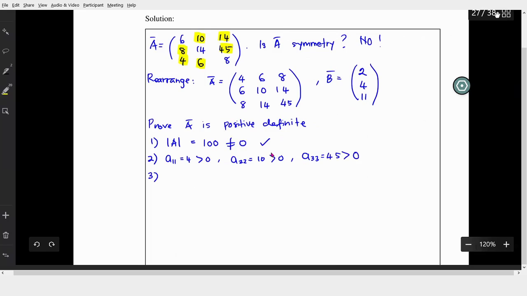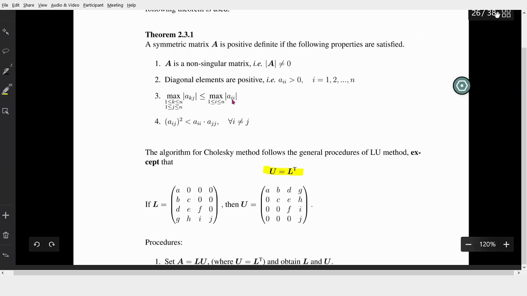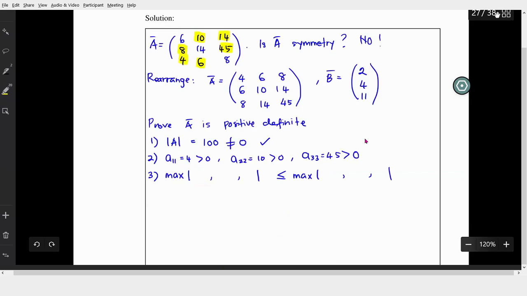Third criteria, the maximum. This is what I did not explain in detail just now, so I just put this one first. Max must be less than or equal to the max. Now I want you to look at the right side first, at the max in the criteria. At the right it says the absolute value of Aii, referring to the diagonal A11, A22, A33. So we put the elements of the diagonal 4, 10, 45. And then on the left side, you put the elements other than the diagonal. You put those elements at the left side.